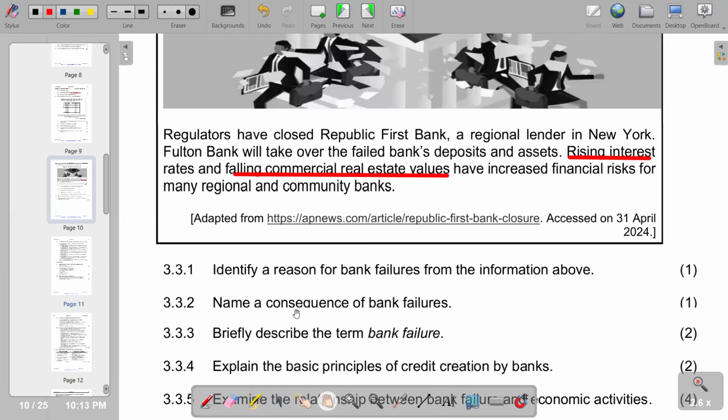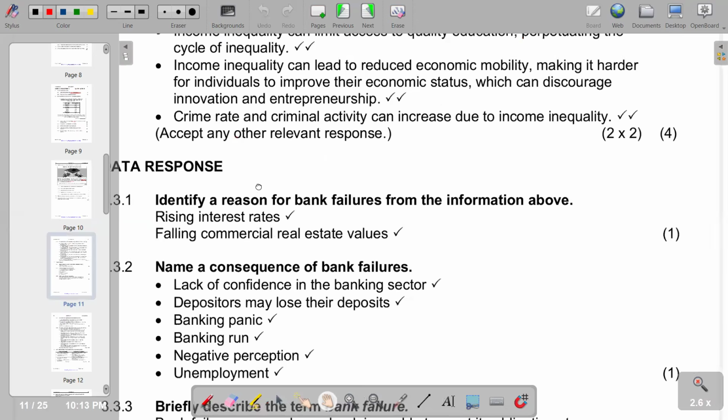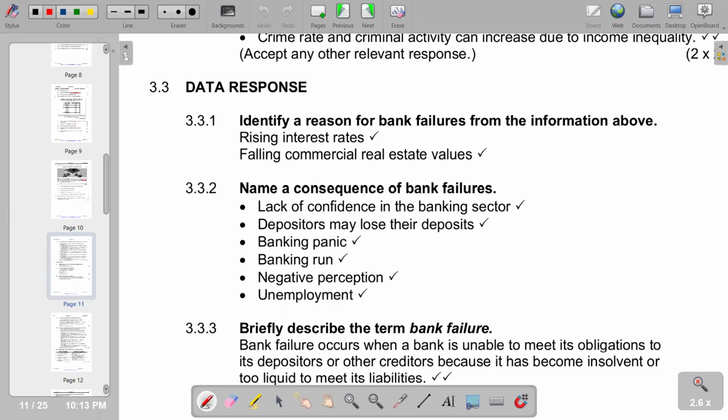So next question, name the consequence of bank failures. What are the consequences that we can deduce whenever there are bank failures? With that, you'd see that a banking panic can be a consequence, whereby you see panic prevailing. Unemployment also can be a consequence that we can include. So these are the consequences: lack of confidence in the banking sector, depositors may lose their deposits, banking panic, bank runs, negative perception, unemployment also. So that is what we have on that part.